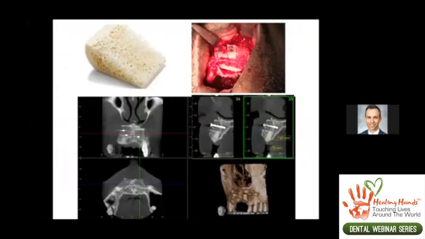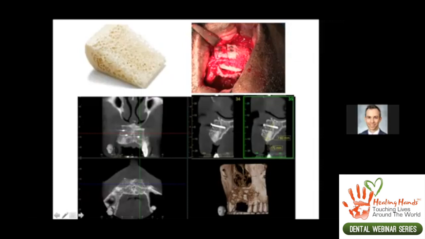For atrophic maxilla, for full arch maxillary reconstructions, I frequently will use cadaveric blocks. Cadaveric blocks have no donor site morbidity. They're readily available. They are expensive, but you don't have the added time to harvest the bone, and you don't have to worry about the morbidity of harvesting bone. So here we took a patient. This is a patient who gets 4 block grafts to rebuild her maxilla.